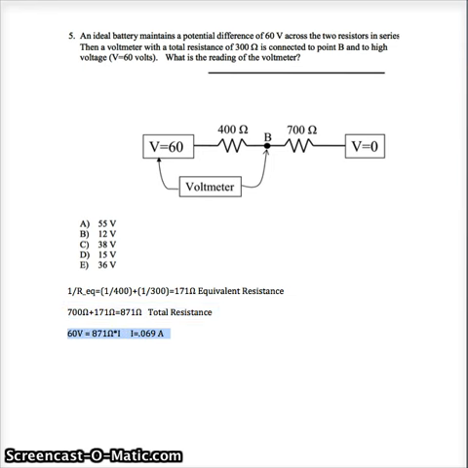We know that the voltage drop across the entire circuit is 60 volts. So 60 volts equals 871 ohms of total resistance times the current, which gives us a current of 0.069 amps.